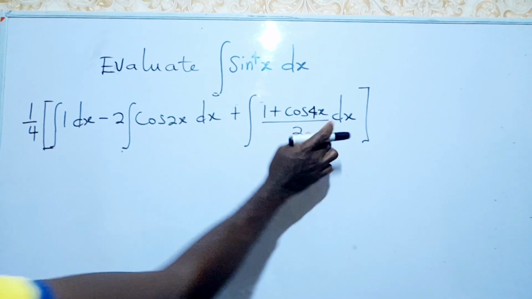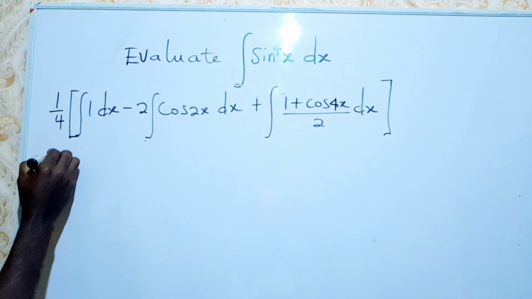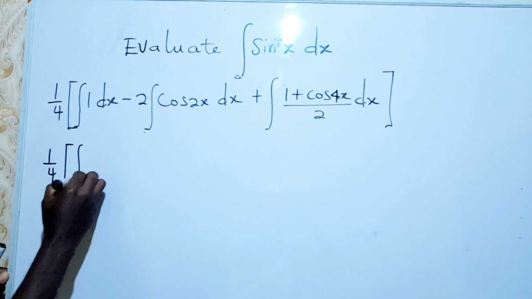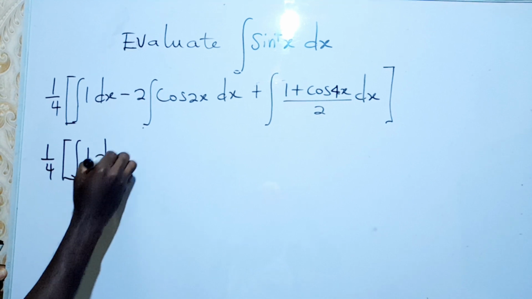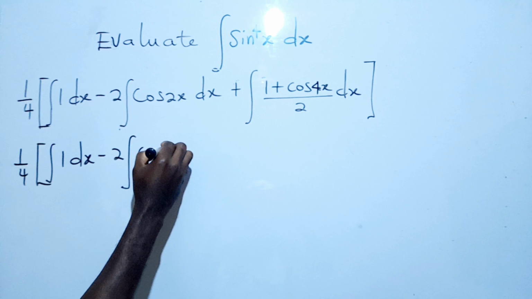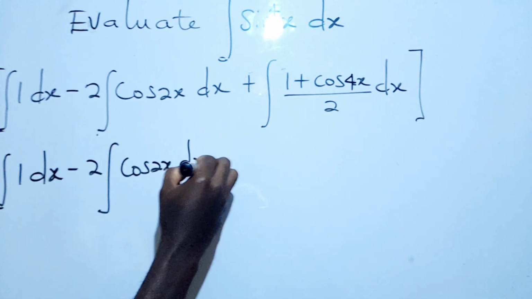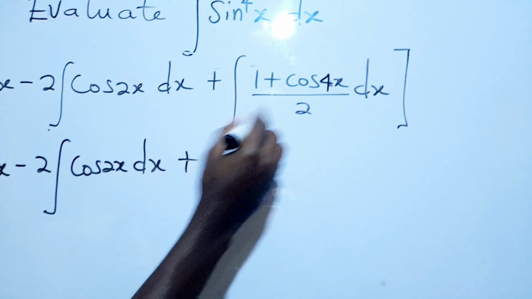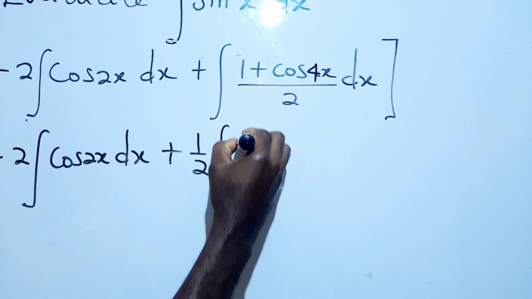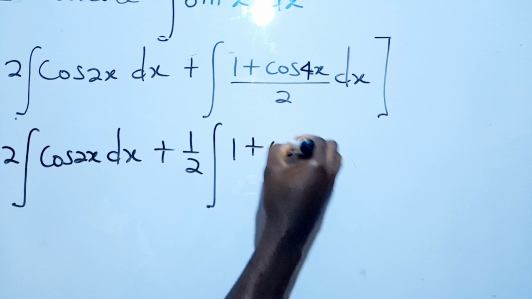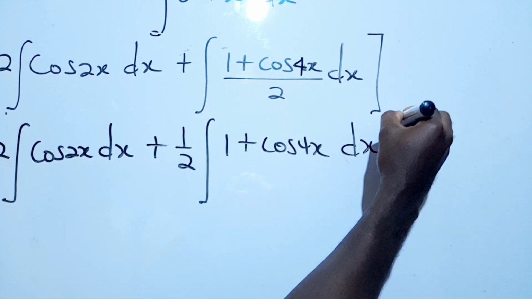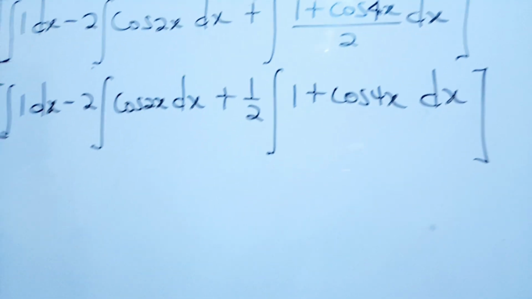So this can also be rewritten. So we have 1 over 4. I want to get everything right before we start integrating. The integral of 1 dx minus 2, the integral of cos 2x dx, then plus, I'll bring the half out, the integral of 1 plus cos 4x dx. So now I'll integrate.